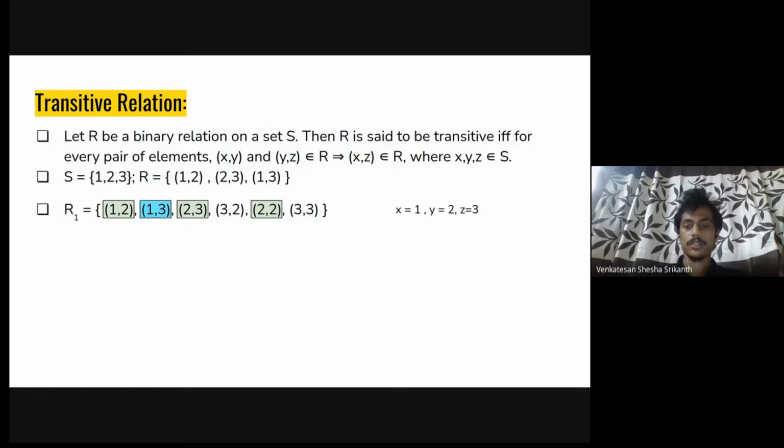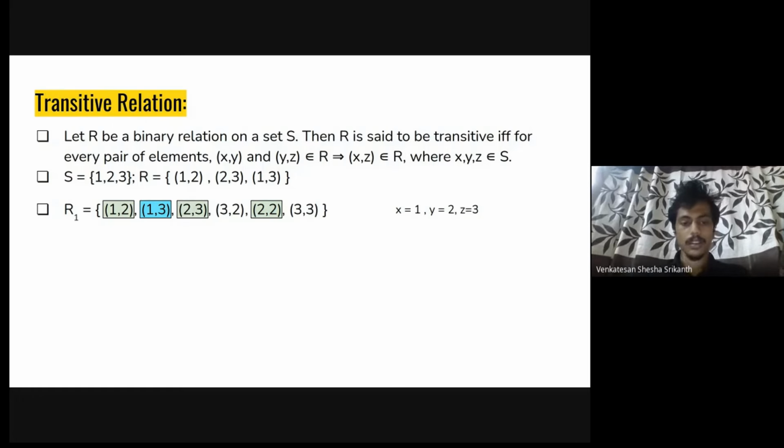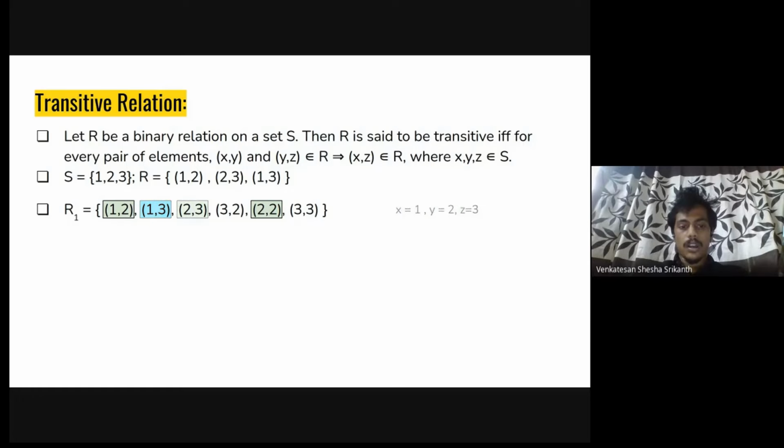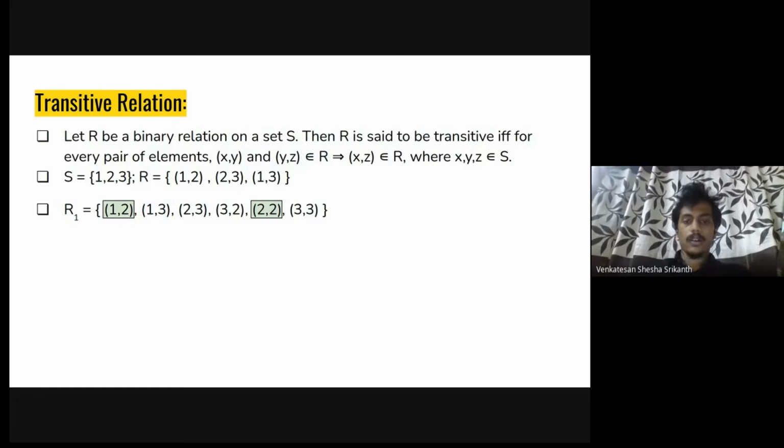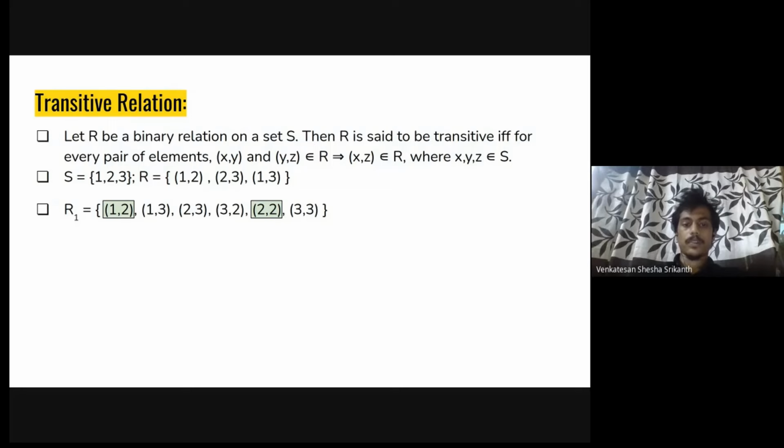So with respect to these three elements, it is transitive. Now I have 2, 2, another element which can take the y comma z value. So I have first element 1, 2, second element 2, 2. That means my x is 1 here, y is 2, z is 2.